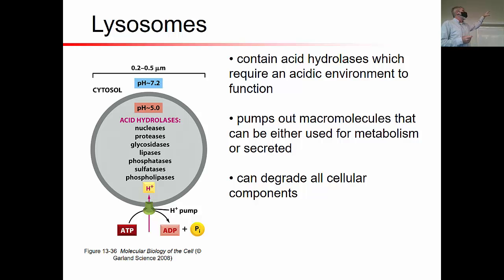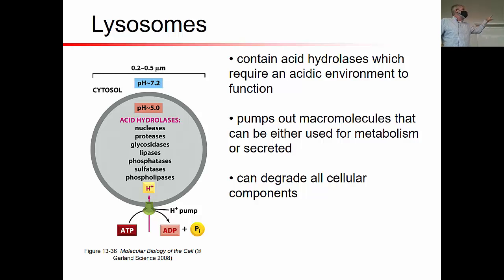And what these can do is nucleases break apart nucleic acids, proteases break apart proteins, glycosidases break apart different carbohydrates, lipases break up lipids, phosphatases, sulfatases, these take off post-translational modifications, and phospholipases break down phospholipids. So what can these things break down? Everything. So they're basically capable of breaking down pretty much everything in the cell.